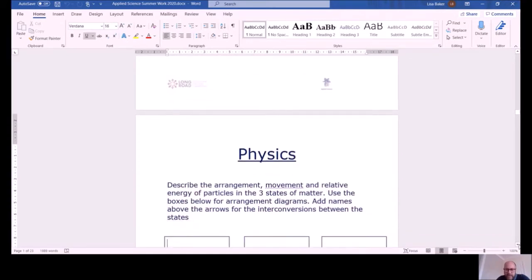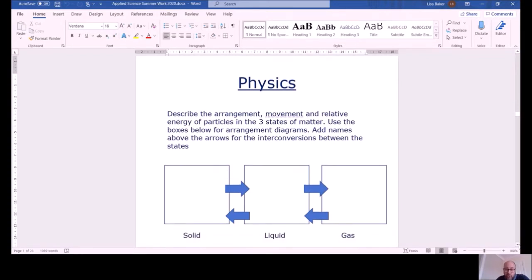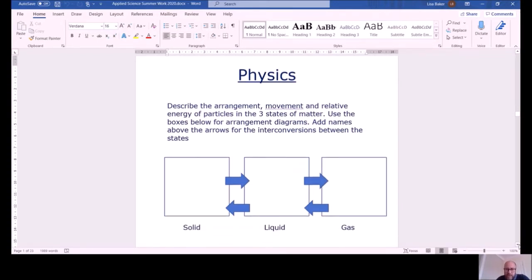We've got a little physics task for you. Okay, this sometimes is thought of as chemistry, but it is in fact physics because it's particle theory. So you've got boxes. I'd like you to draw the arrangement of solids, liquids, and gases in those boxes. We've also got arrows, so you could add names. So what's the name given to when a solid turns into a liquid, for example? You've got arrows going backwards, so what's the name given when a gas turns back into a liquid? And you also add some notes to describe their movement.